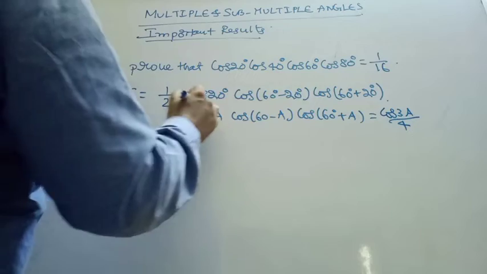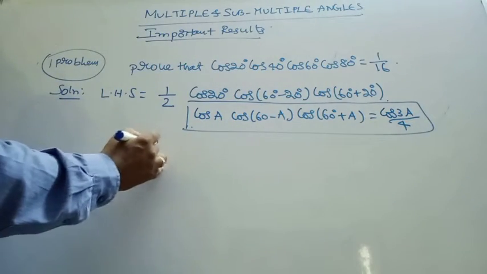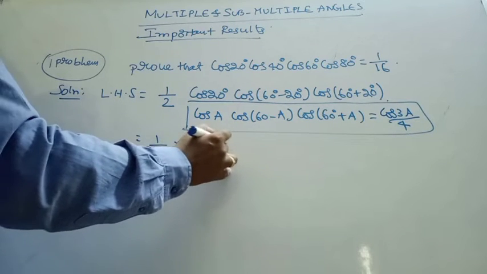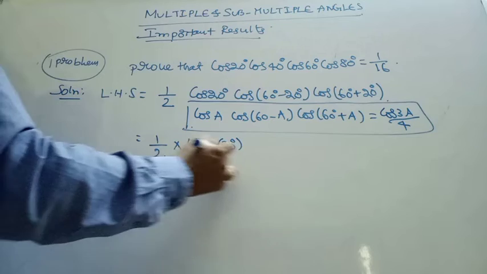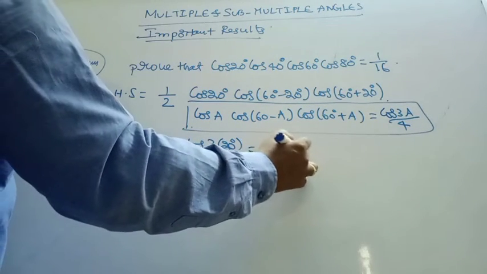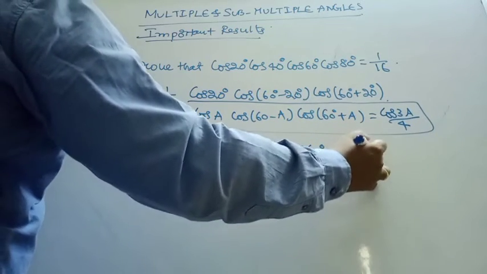Let us use this particular result that we proved. Now in the place of A, you are having 20 degrees. Now 1 by 2 into cos 3 into A, A is 20 degrees, 20 degrees divided by 4, like this. Now this becomes 1 by 8 into cos 60 degrees, right? And 1 by 8 into cos 60 degrees is 1 by 2.